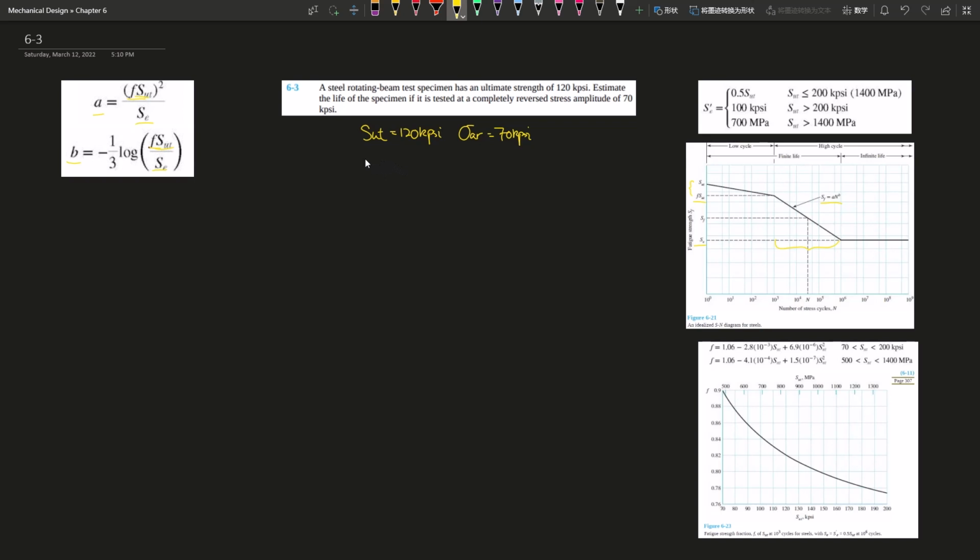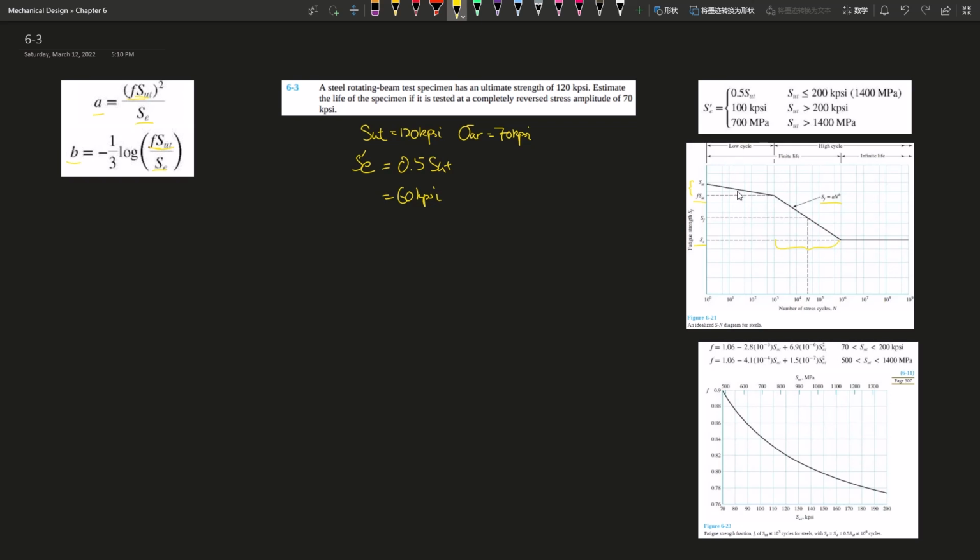So we can start by finding S_e, the endurance limit strength, which in this case, since the ultimate strength is less than 200, we know is just half of the ultimate strength, which is going to be 60 kilopounds per square inch.